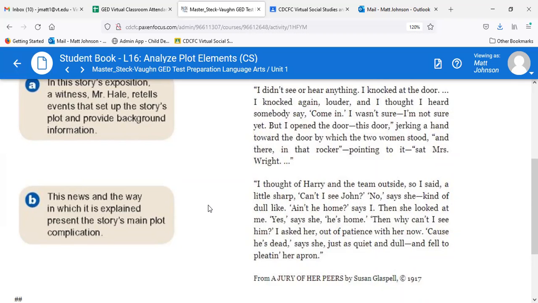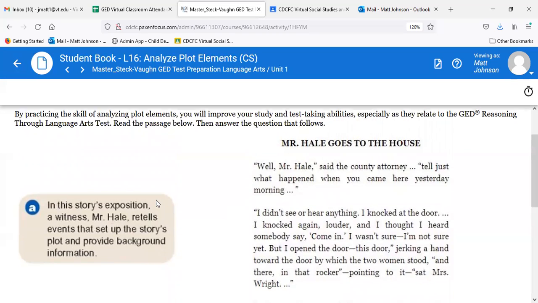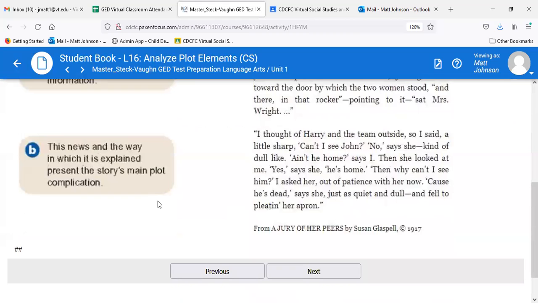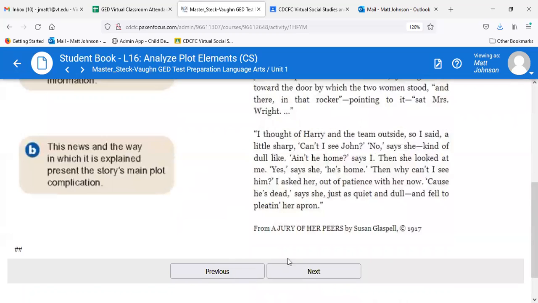So that's from A Jury of Her Peers by Susan Glaspell, 1917. And our box up here talks about exposition. The story's exposition: a witness, Mr. Hale, retells events that set up the story's plot and provide background information. And secondly, this news and the way in which it is explained present the story's main plot complication. So the main plot complication, right, is that John is dead. All right.